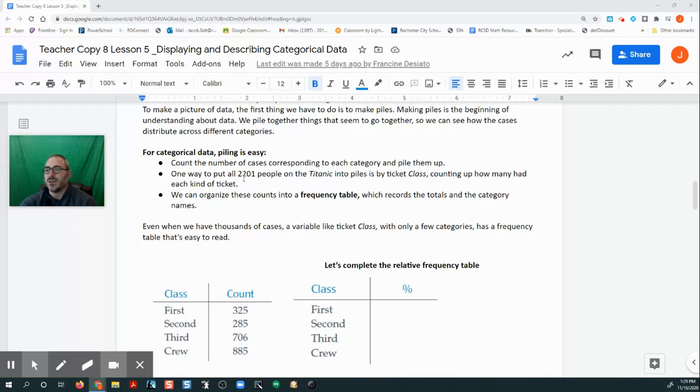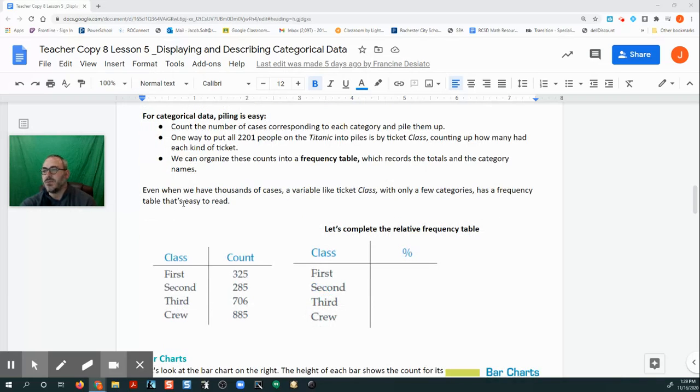One way to put the 2,201 people on the Titanic into piles is by ticket class, counting up how many had each kind of ticket, and we can organize these counts into a frequency table, which records the totals and the category names. So even when we have thousands of cases, a variable like ticket class with only a few categories has a frequency table that's easy to read.